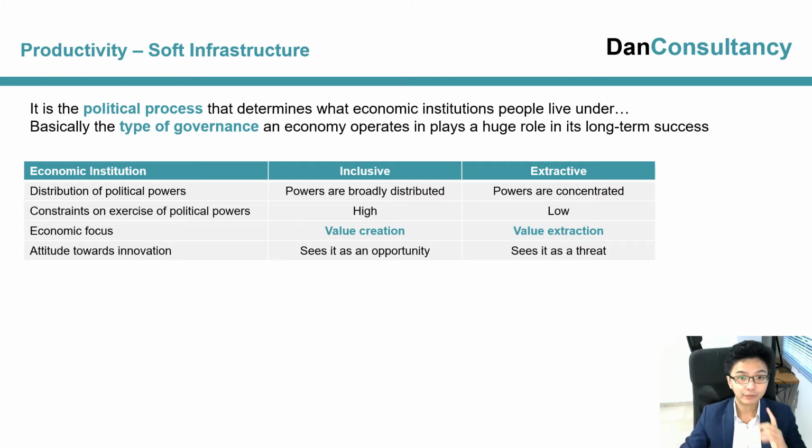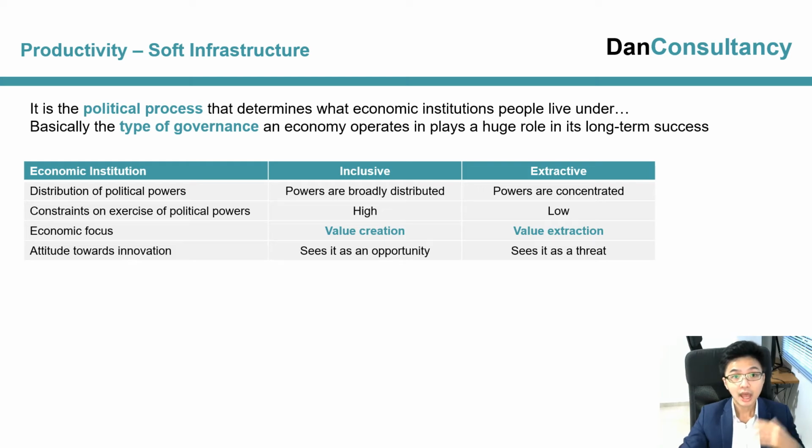Okay? The focus of any given inclusive economic institution is often on value creation on an economic level. And as a result, an inclusive economic institution often paves the way for two other engines of prosperity: technology and education. And they also welcome creative destruction and innovations. Countries that exhibit inclusive characteristics include countries like Singapore, Japan, South Korea.